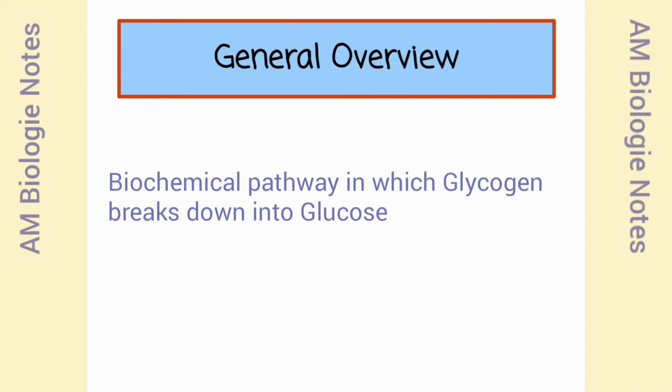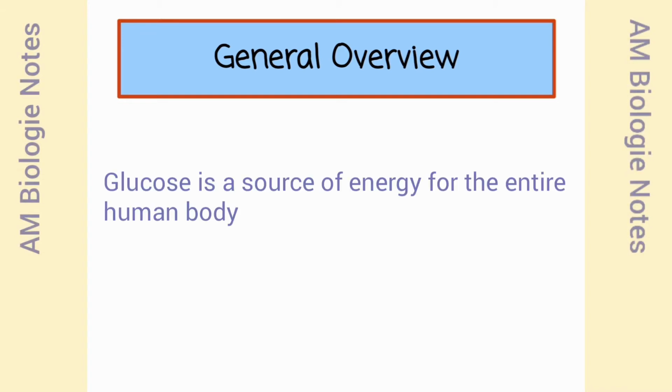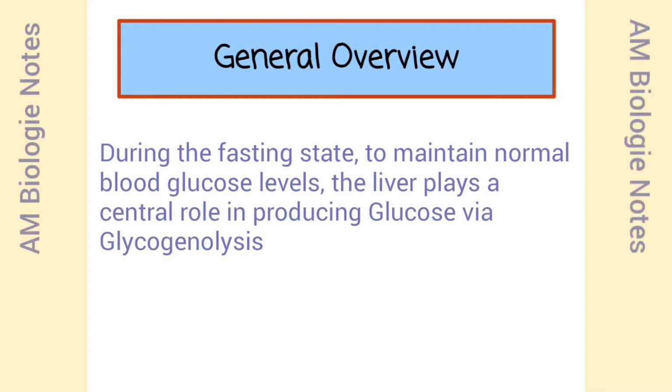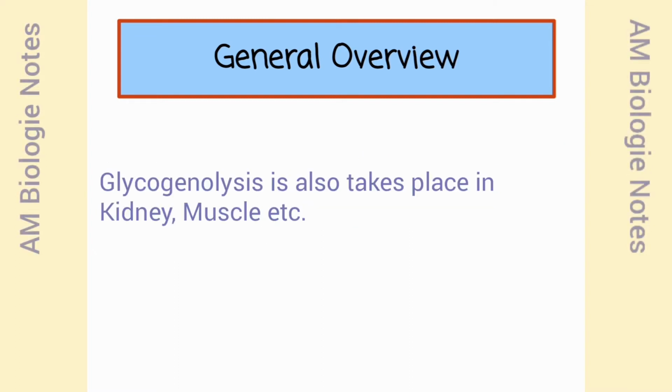Glycogenolysis is the biochemical pathway in which glycogen breaks down into glucose molecules. We all know glucose is a source of energy for the entire human body. During the fasting state, to maintain normal blood glucose levels, the liver plays a central role in producing glucose via glycogenolysis. Including liver, glycogenolysis also takes place in kidney and muscle cells.